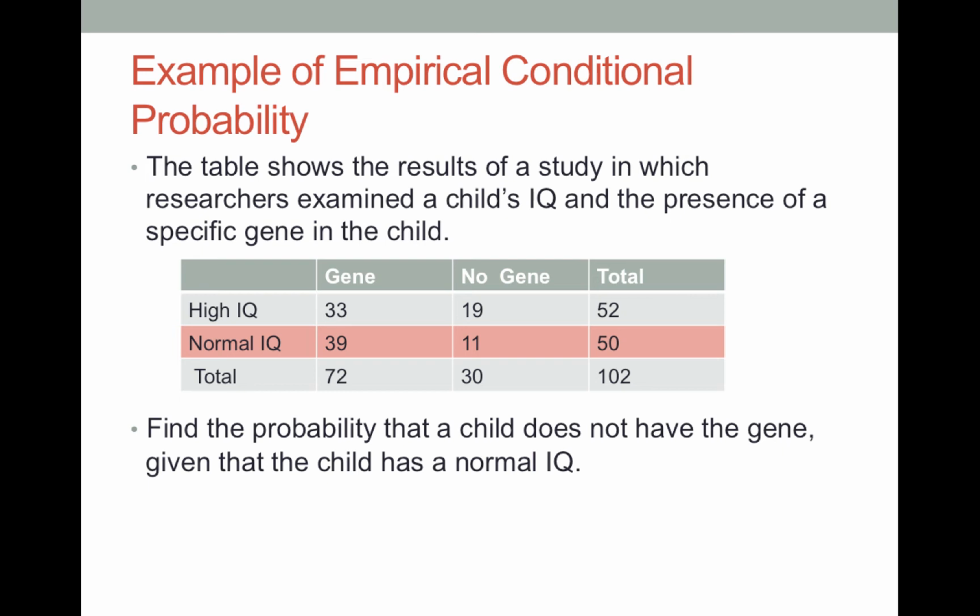Okay, so how many kids on that row do not have the gene? The answer is 11. How many kids total with normal IQ? That answer is 50. All right, so again, the number with no I gene and normal IQ is 11. The number with normal IQ is 50.